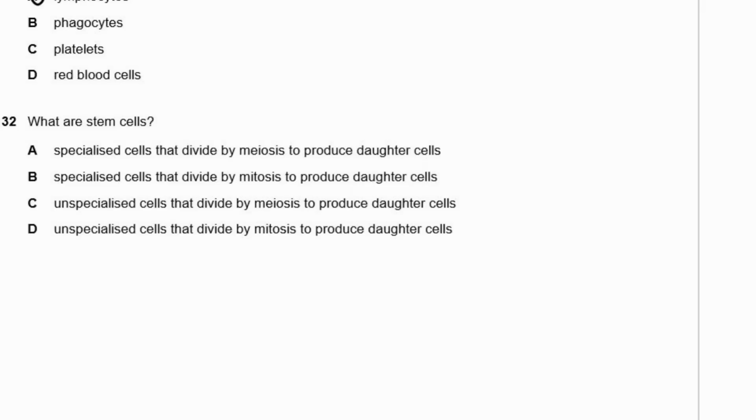Question 32. What are stem cells? Basically stem cells are cells that start off unspecialized and they can become any cell in the body. So are they specialized cells that divide by meiosis to produce daughter cells? No, they're not. They don't start off specialized. Again, they don't start off specialized in B. It doesn't matter if they divide by mitosis or meiosis. So yes, they're unspecialized cells. They can be any cell in the body. They divide by mitosis to produce daughter cells. And the reason why it's mitosis, remember, mitosis makes cells in every other cell in the body that's not the sperm or the egg. So the answer is D.